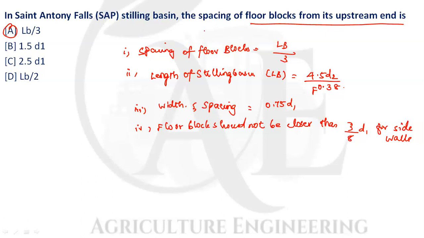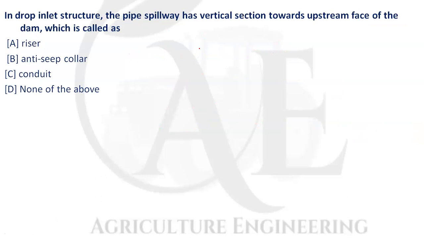Next question. In drop inlet structure, the pipe spillway, drop inlet spillway, has a vertical section towards the upstream face of the dam, which is called the riser. We can call this a riser. So we cannot call this anti-seep collar, conduit or none of the above. Option A is the correct answer.